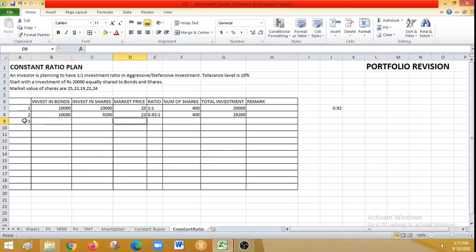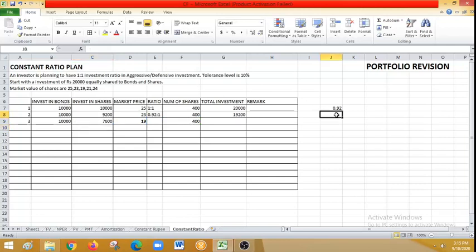Third, what is the third price? The third price is 19. So now it has reduced. Fine, 10,000 here, and how much into shares? 400 is the number of shares, and now the price is 19, multiplied by 400 shares, so it is only 7,600.